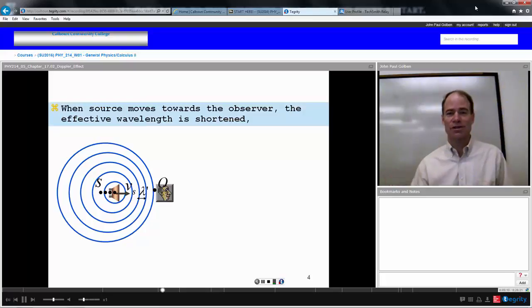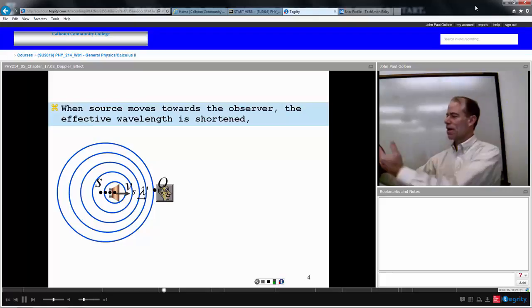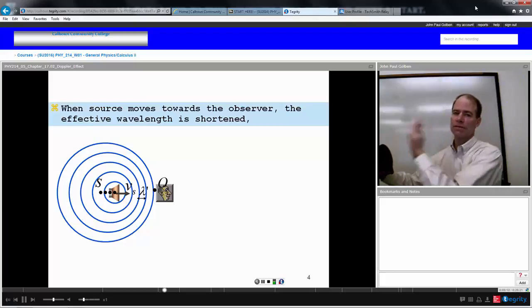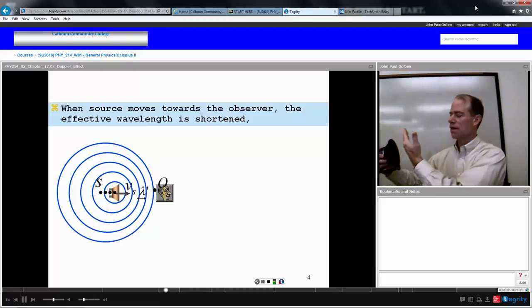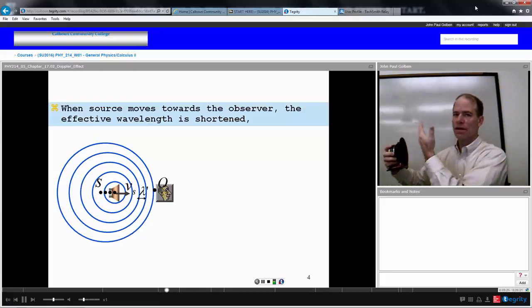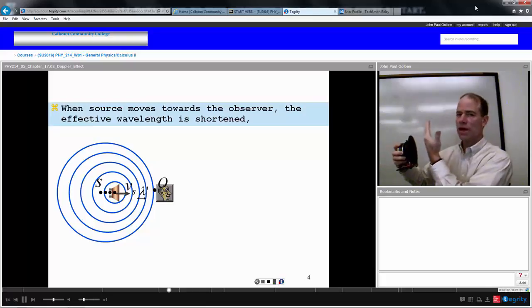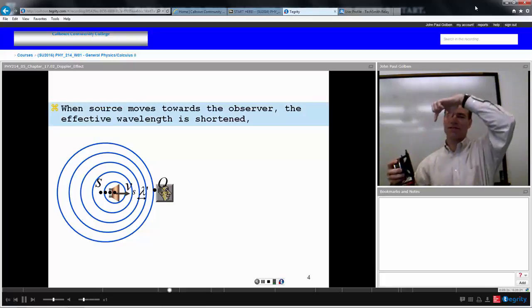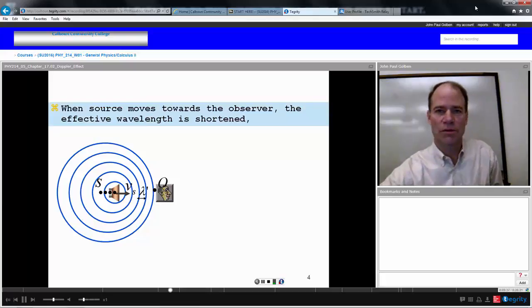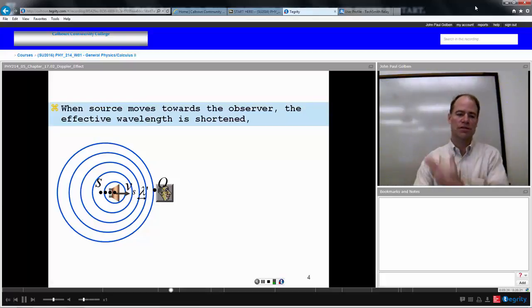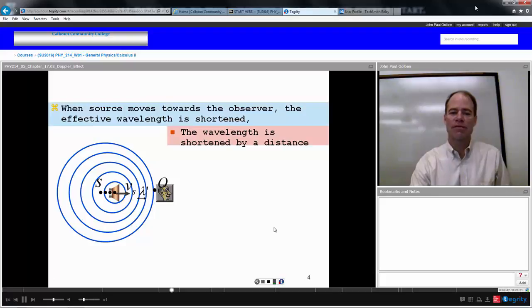What about the source? Let's say the source were moving toward me. It's putting out a wavefront every so often, and I'm hearing that frequency it's putting out. But if it's moving towards me, then it's going to put out a wavefront with a little bit less distance from the previous wavefront. In other words, it put out a wavefront, and now it's moving towards me, and it's putting out another one, and the wavelength is effectively shortened from what it normally would be. So by the source moving towards me, I'm going to have a shortened wavelength.